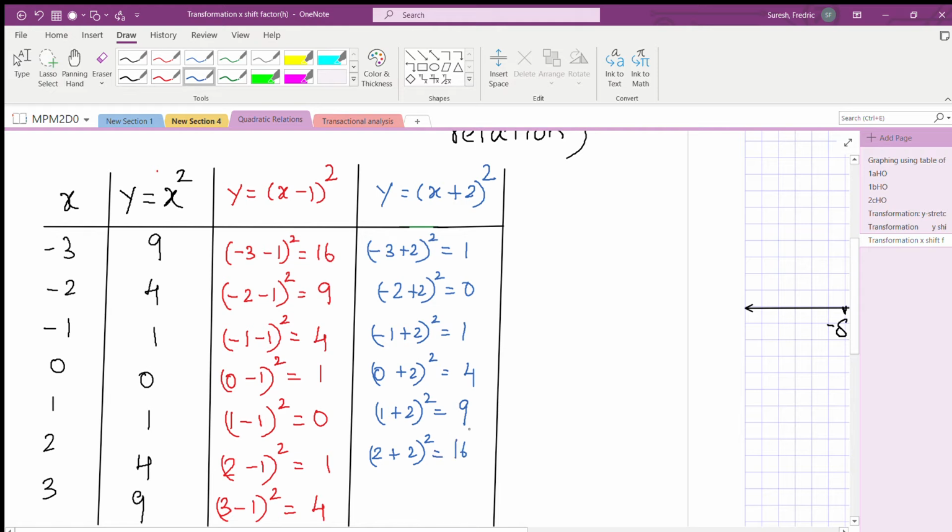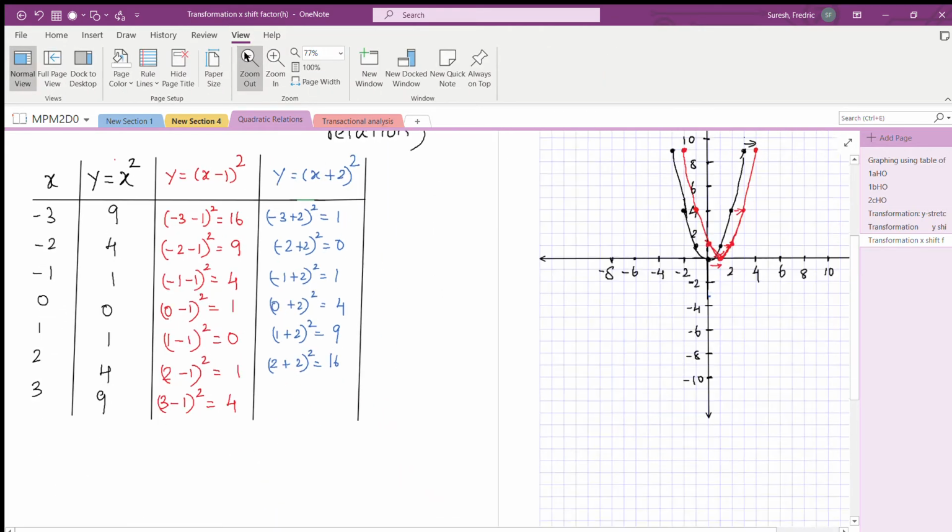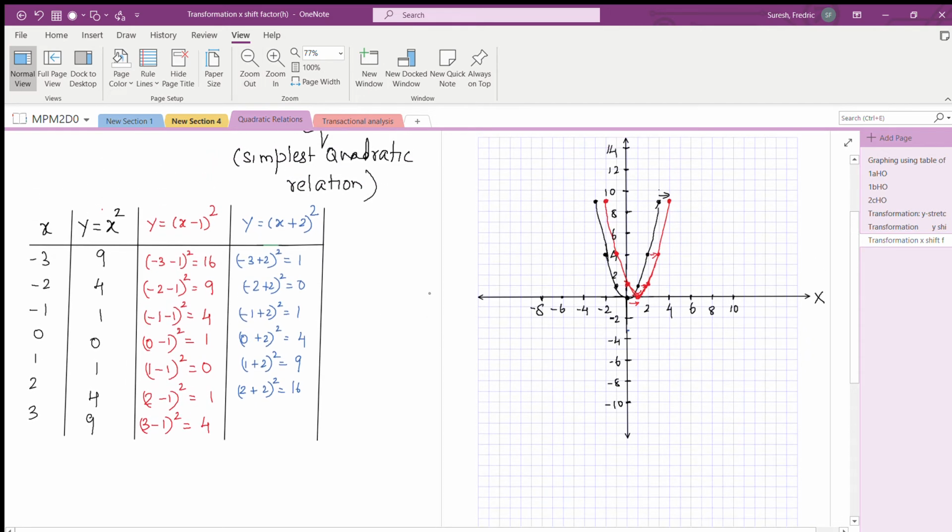Now, obviously, we cannot plot the 16 or the next point that's going to be bigger than 16 on the graph. So I'm going to stop here. I'm going to put all these points into the graph and see what happens. So what do we have? -3, 1. Okay, so we have -3, 1 right there. -2, 0 right there on the axis.